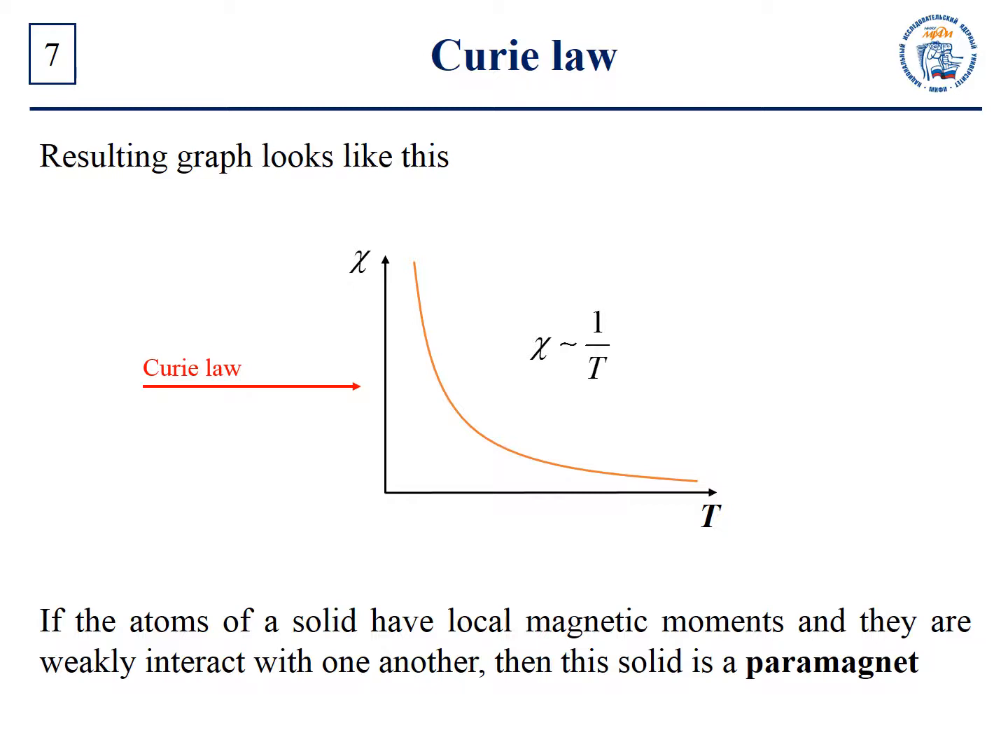Knowing this factor, we can obtain either the concentration of magnetic moments, if we know the mu0, or mu0, if we know the concentration. As a result, if the atoms of a solid have local magnetic moments, and they weakly interact with one another, then this solid is a paramagnet.